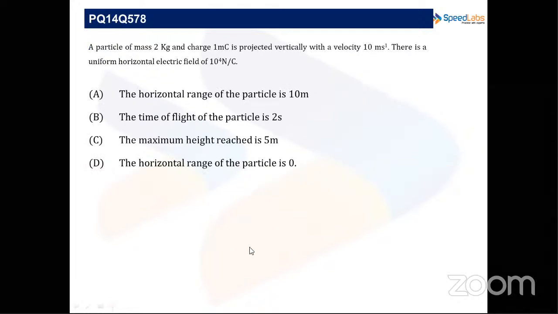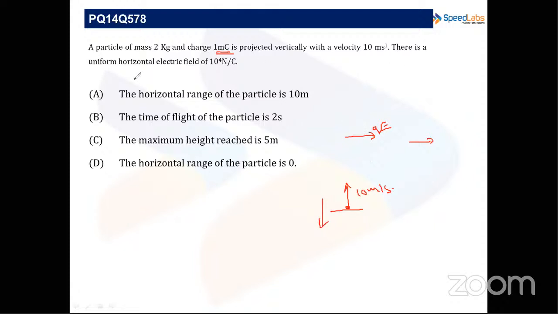a particle of mass 2 kg, charge 1 millicoulomb is projected vertically with a velocity of 10 meter per second. There is a uniform horizontal electric field, and this particle has a charge also. So due to this charge, there will be a force in the horizontal direction. This is a positive charge, and considering E is in this direction, there will be a force QE. So due to this force, it will go in this direction also, right? And due to gravity, it will go up and come back, right?